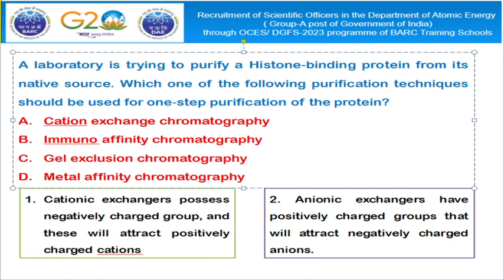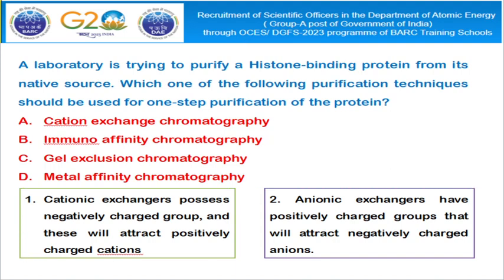In this video, we are going to discuss the top 25 expected questions regarding the BARC OCES examination. So first question, definitely one question will be coming from ion exchange chromatography. A lab is trying to purify a histone binding protein from its native source. Which one of the following purification techniques should be used for one-step purification of a protein?